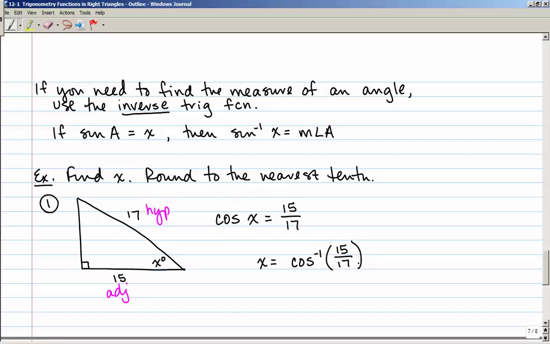Basically this means what is the measure of the angle that has a cosine of 15 over 17. And you can do this in your calculator, so you hit second cosine and then 15 divided by 17, and you get that x is approximately equal to 28.1, and that's the degrees of that angle right there. So if you don't know the measure of the angle, you'll need to use the inverse of the trig function. Let's try another example.